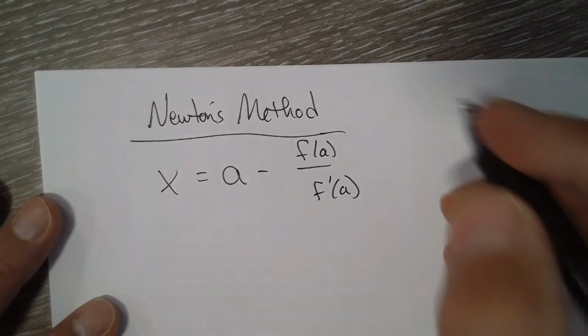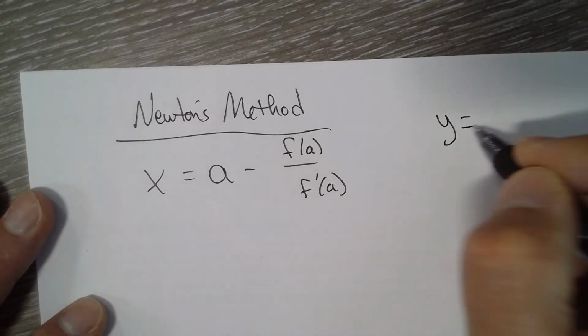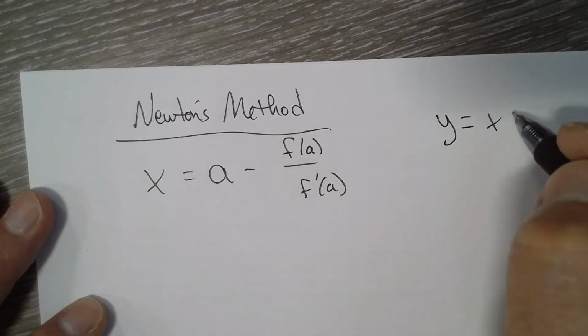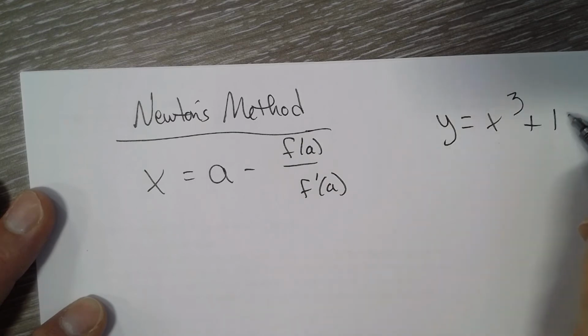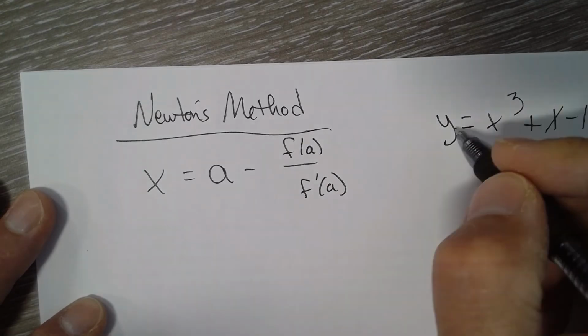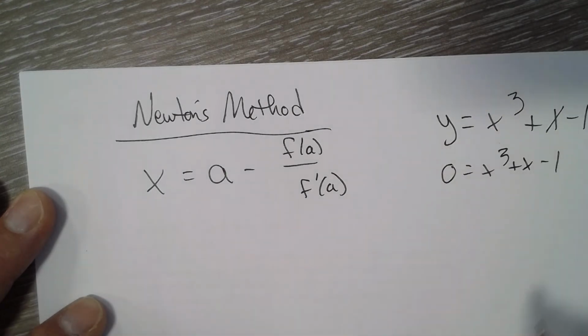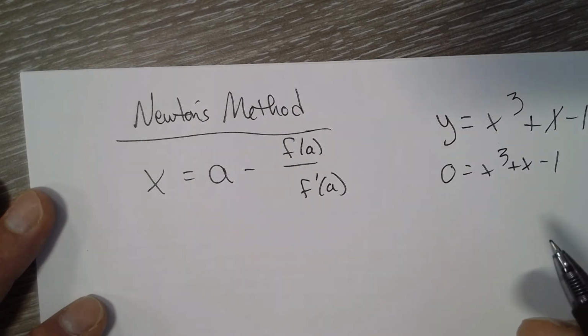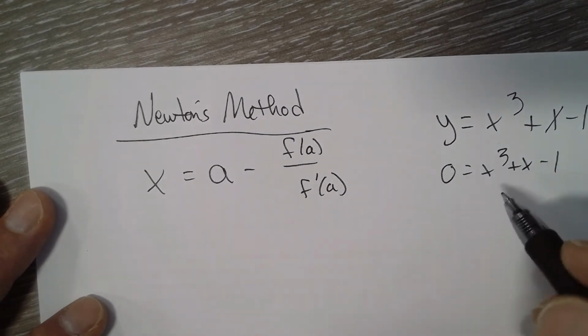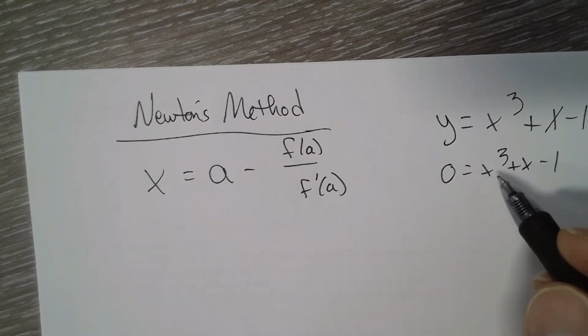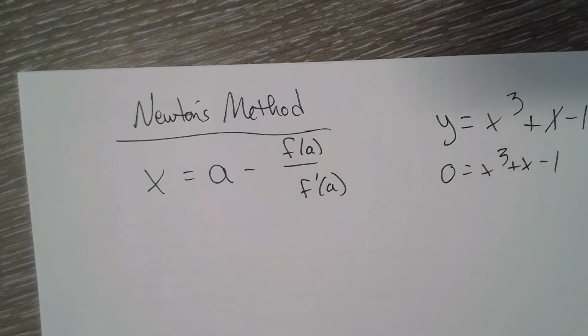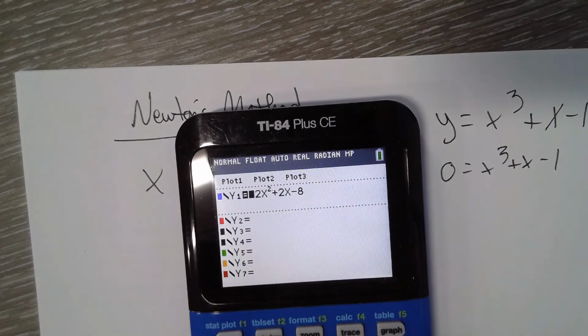Okay, so if we were going to solve x cubed plus x minus 1, we want to find the zeros. What we need to do is find our initial approximate solution. So let's say we wanted to graph it. Kind of defeats the purpose of using Newton's method if we're going to use a calculator to graph it anyways. But I'm just going to save some time.